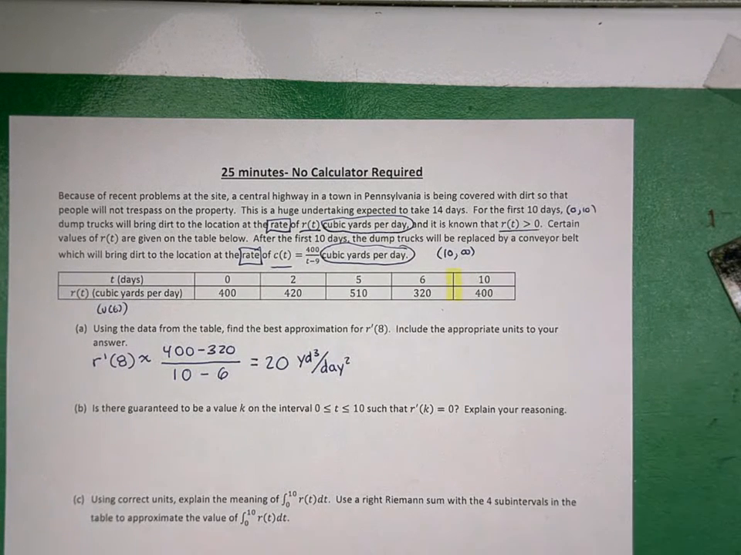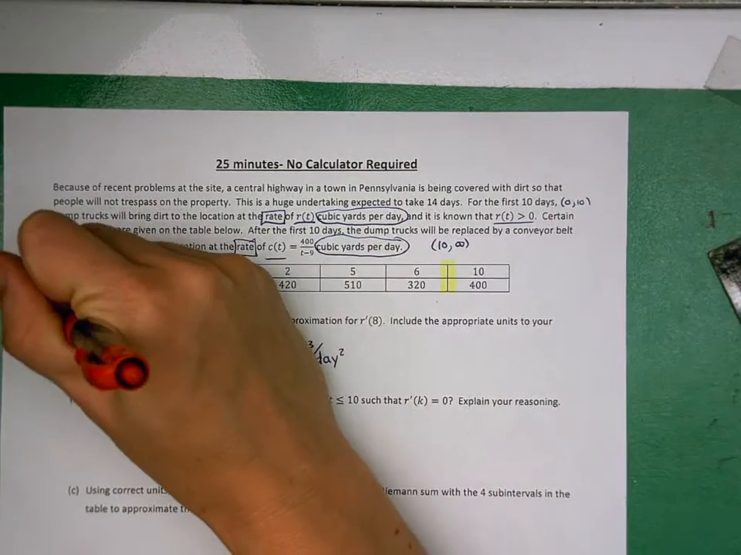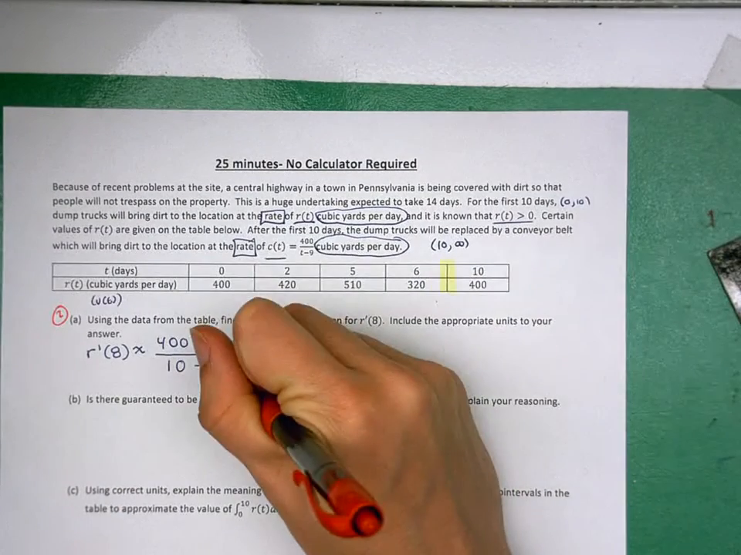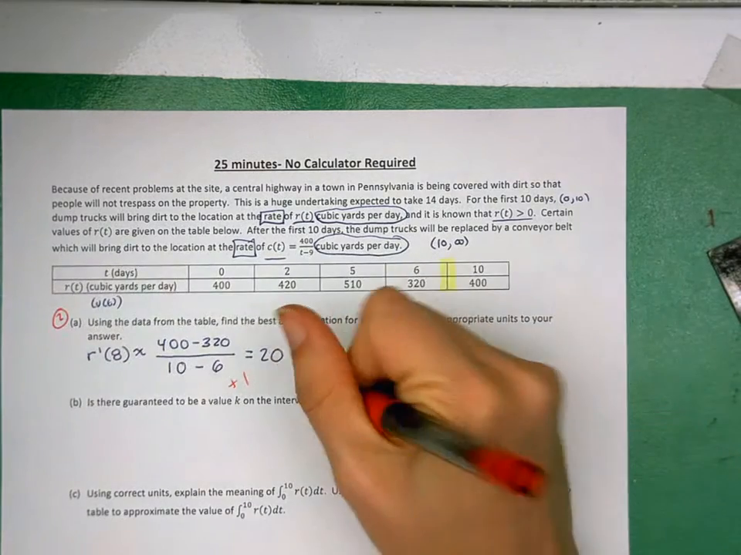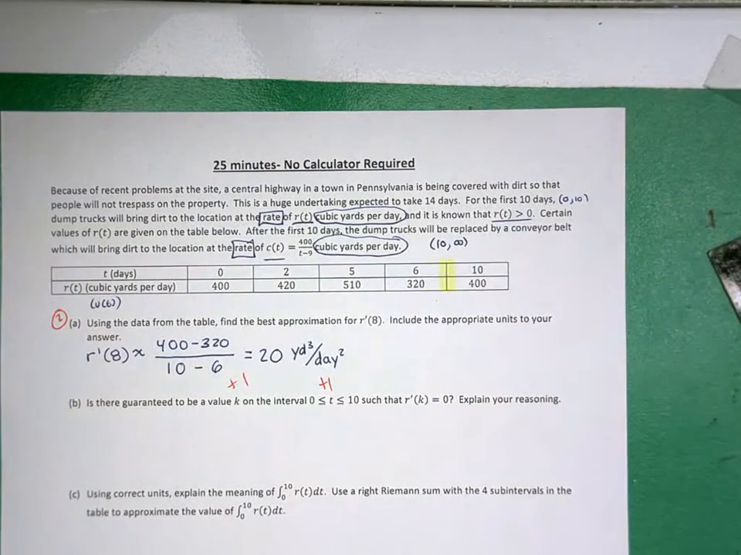Okay, this one was worth 2 points. 1 for your answer, which again didn't have to be simplified, so I'll put the +1 in between, and then 1 for your units.